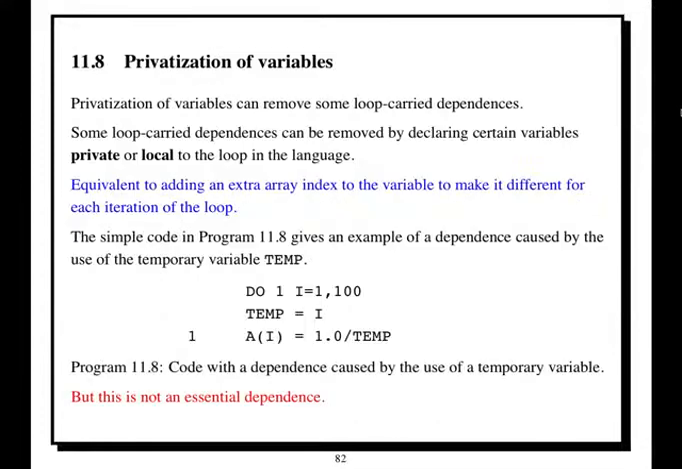Let me do one more example that shows you a technique called privatization of variables. There are some things, like this simple code here, where I've got a temporary variable that's in both the write set and the read set of each loop index, so that gives me a loop carried dependence. But when you think about it, that really isn't a serious thing. This is just a different way of putting I here. I don't know why whoever wrote this code did it, but somebody did, and now there's an apparent dependence. But it's not an essential dependence.